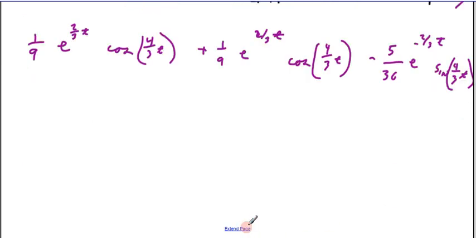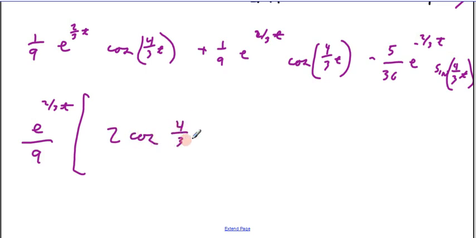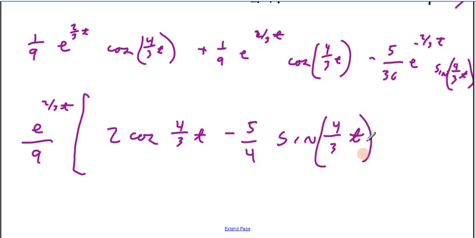Okay, so these are the same guy. I'm going to take e to the 2 over 3t over 9 out of the whole thing. And I'm going to have 2 cosine 4 over 3t minus 5 over 4 sine 4 over 3t, which checks with the back of the book. That doesn't necessarily mean too much. The author has been wrong in the past. Okay, we're going to go with number 12.